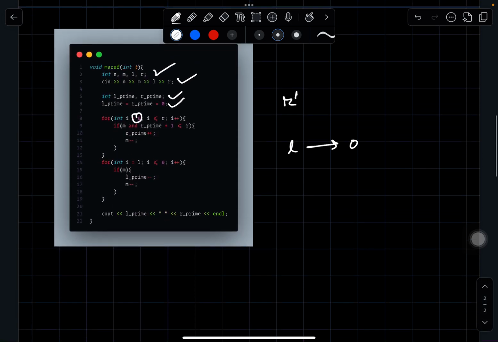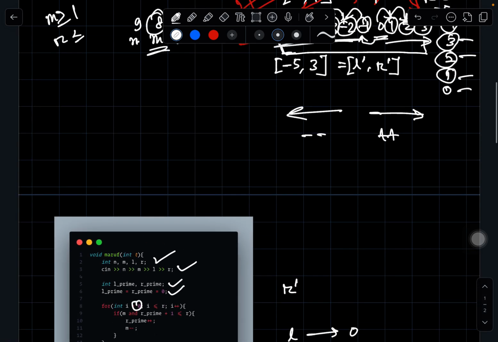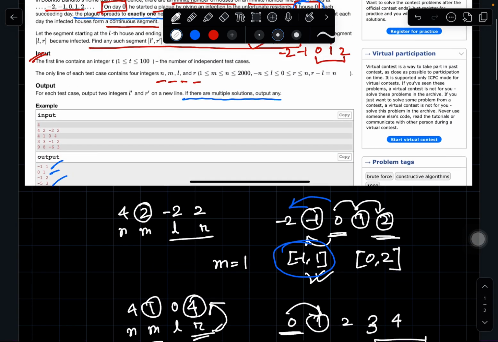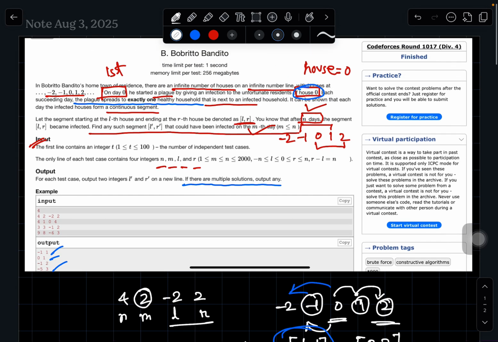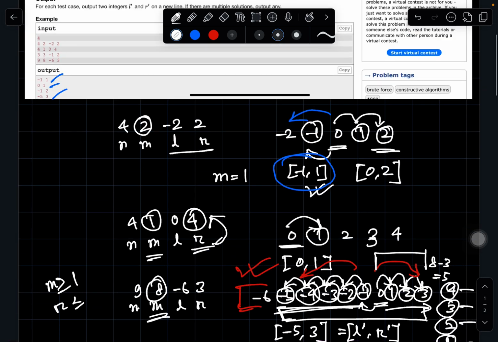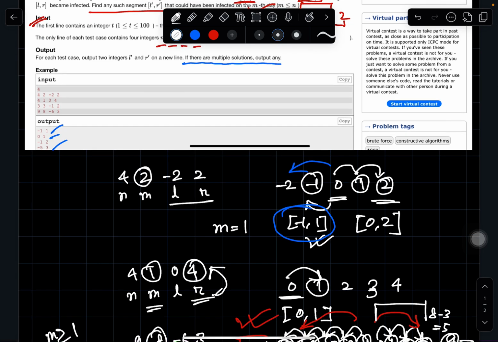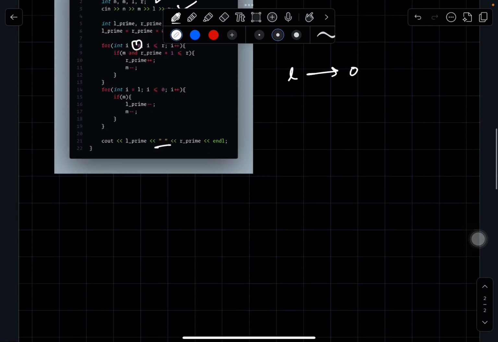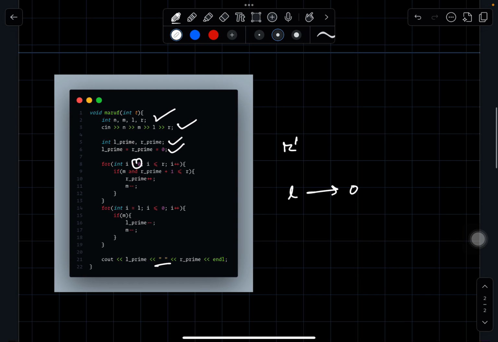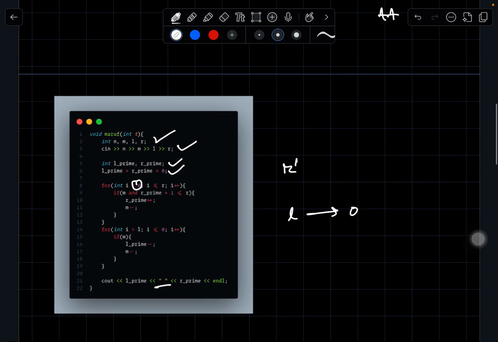And finally I just print the value of L prime, a space, and R prime, finally a new line. So this is the solution actually of this problem. I hope you understood the whole process, how to solve this question. You can solve this question using mathematical logic, but this one is also easy to understand, because if you understand loops and how they iterate, then you can easily solve this problem.